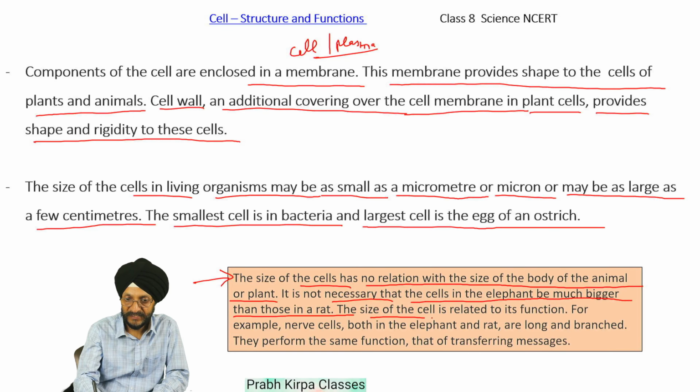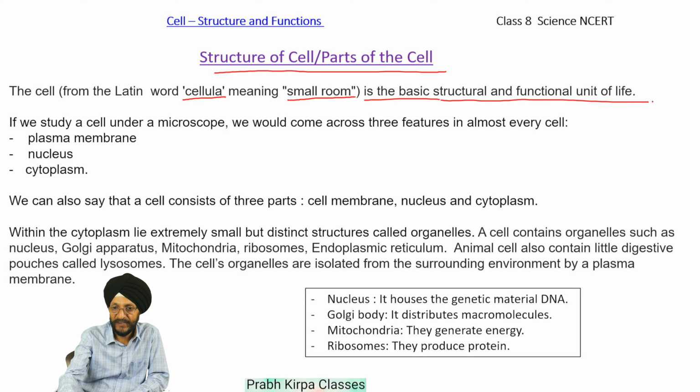Now, another important question pertains to the structure of the cell, or what are the different parts of the cell. The word cell has been taken from the Latin word cellula, which means small room. The cell is the basic structural and functional unit of life. If we study a cell under a microscope, we would come across three features in almost every cell.